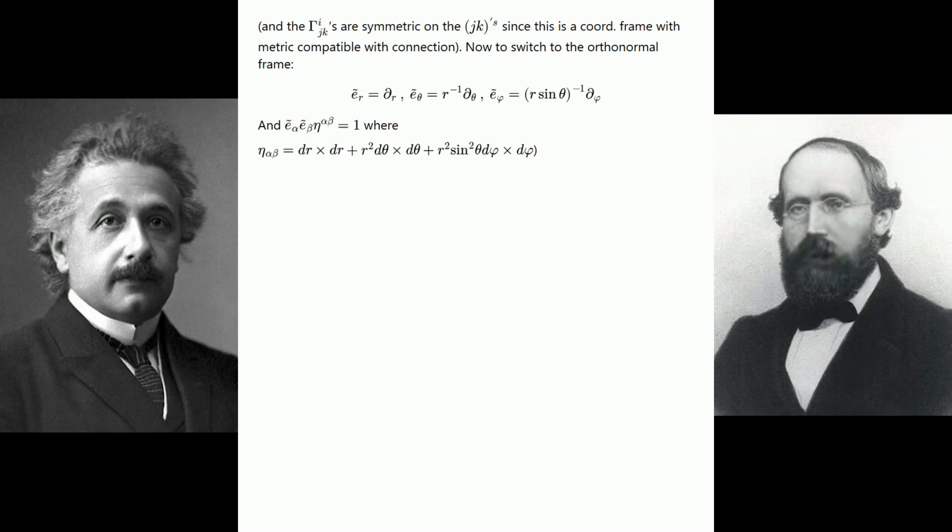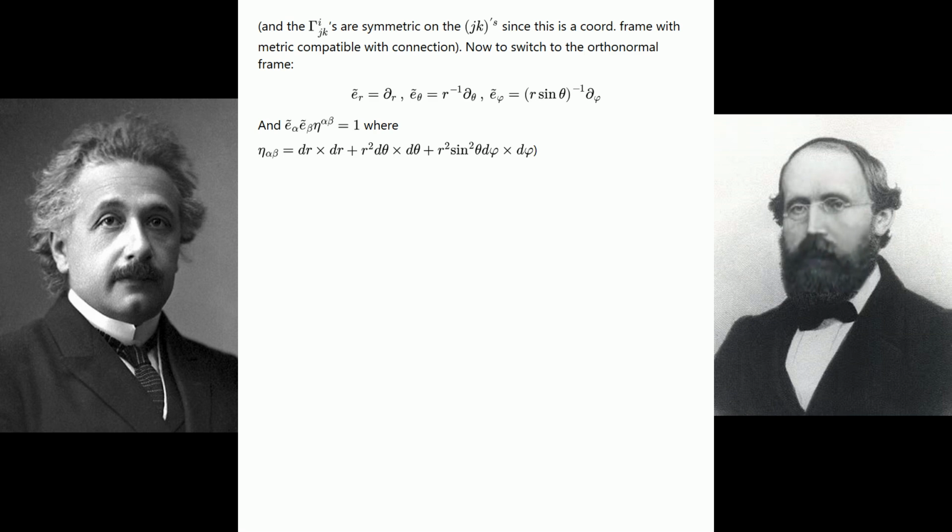And the normal gamma sub jk to the i's are symmetric on the jk, since this is a coordinate frame with metric compatible with the connection. Now to switch to the orthonormal frame, see the next equation shown. And E sub alpha E sub beta eta to the alpha beta equals 1, where eta sub alpha beta equals dr times dr plus r squared d theta times d theta plus r squared sine squared of theta d phi times d phi.